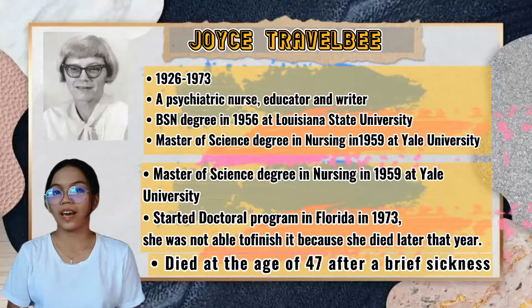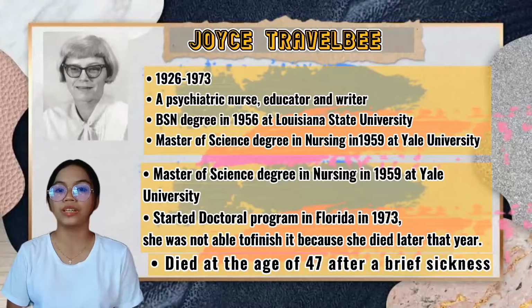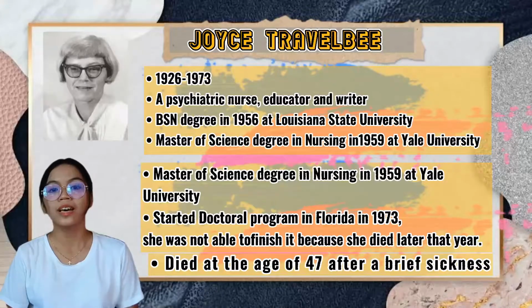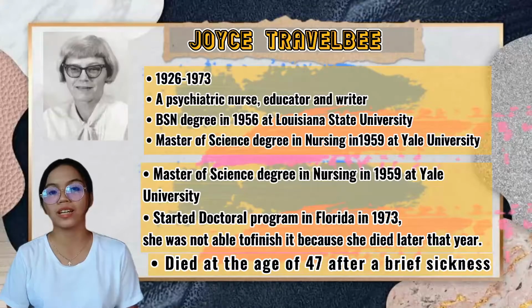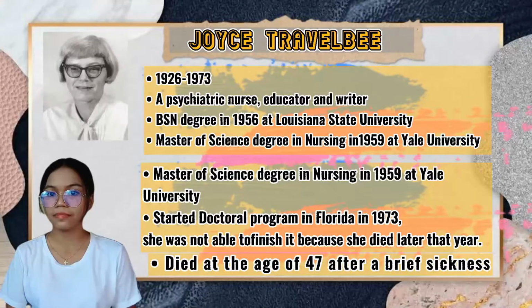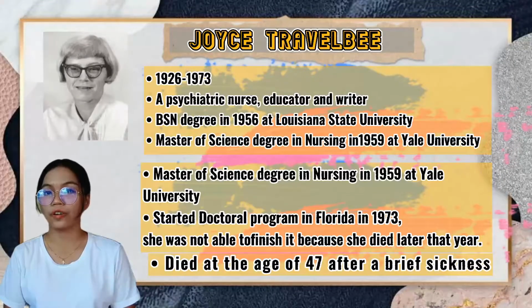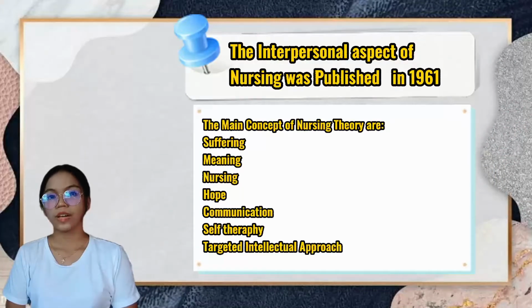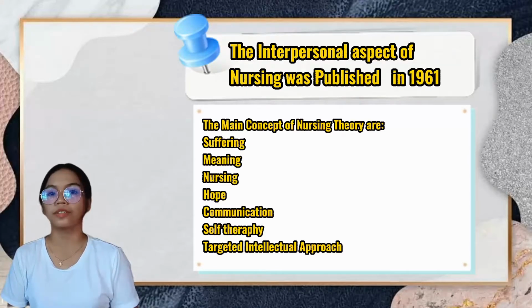She worked as a psychiatric nursing instructor at DePaul Hospital Affiliate School in New Orleans, Louisiana, and worked later in the Charity Hospital School of Nursing in Louisiana State University, New York University, and the University of Mississippi. Travelbee died in 1973 at the age of 47. Travelbee developed the human-to-human relationship model of nursing.